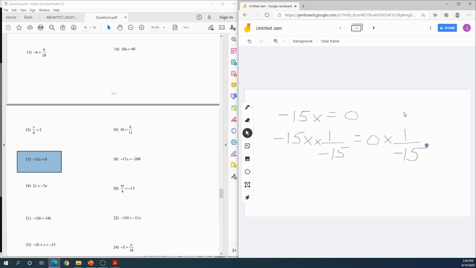You'll have to excuse my x's and my multiplications. These would be multiplication signs. So minus 15 divided by 15 cancels out. This leaves us with x is equal to 0 divided by negative 15. 0 divided by negative 15 is just equal to 0. So x equals 0.